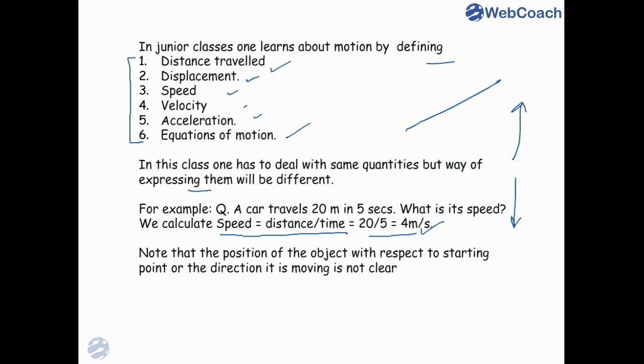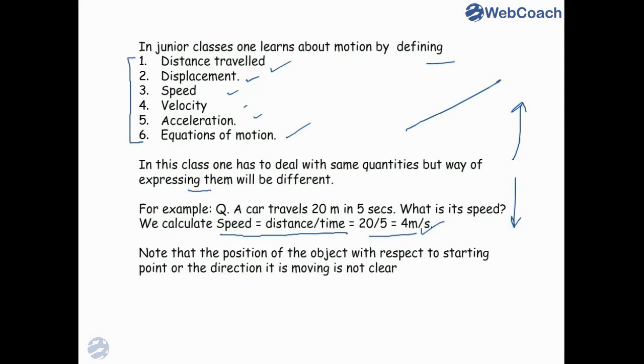Now, as long as you are studying in 9 and 10, this is enough. But in 11 and 12, it is not enough. Why not? Because we have to be very specific about what we are talking about. We just can't say that it is moving a distance of 20 meters in 5 seconds. We have to mention the direction in which it is moving.